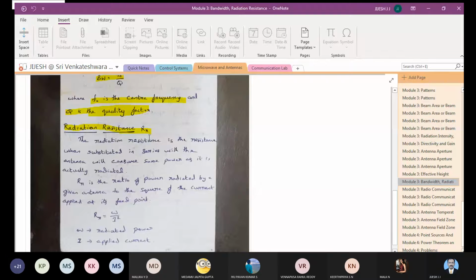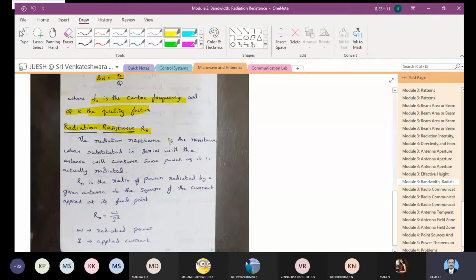So the radiation resistance, you can see that actually there is no physical resistance available. It is like a type of imaginary resistance. The radiation resistance is the resistance when subjected in series with the antenna. When the antenna comes in contact with the signal, the radiations create some resistance effect.